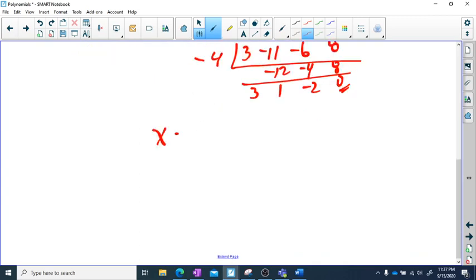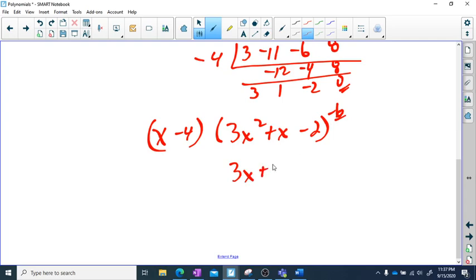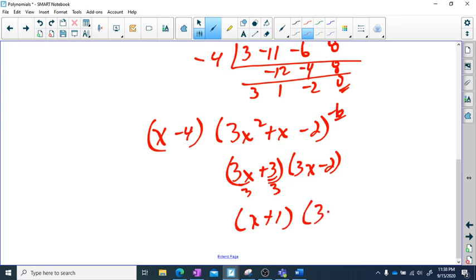Bring the variables back in. So this is x subtract 4. This is 3x squared plus x minus 2. 3 times negative 2 is negative 6. And I want to get a plus 1 in the middle. So I would have to go with a positive 3 and a minus 2 as my hard trinomial factors. This divides by 3, giving me x plus 1, 3x subtract 2, and then I bring down my x subtract 4. And that is how I would combine the remainder theorem and the factor theorem kind of all in one question.